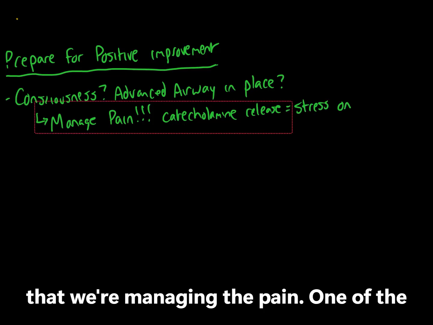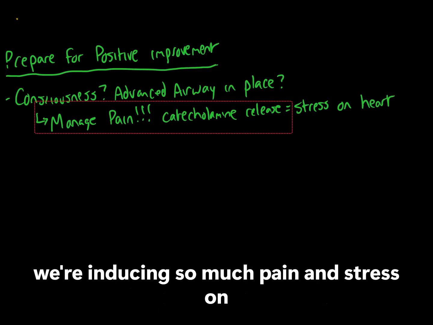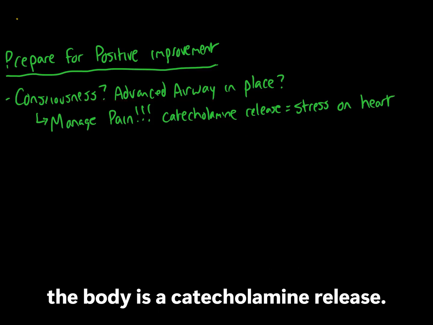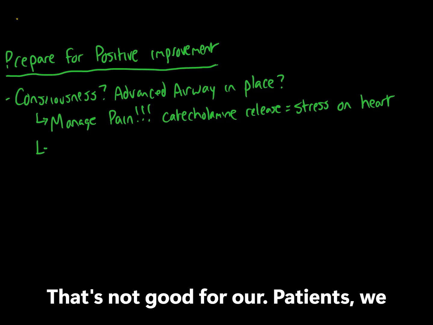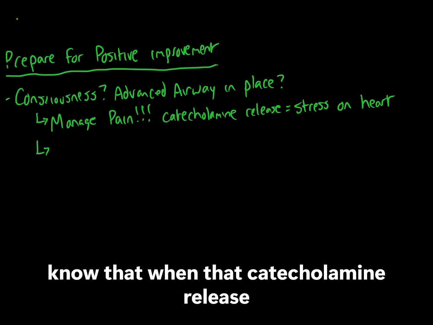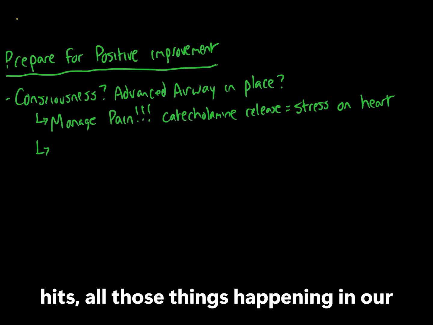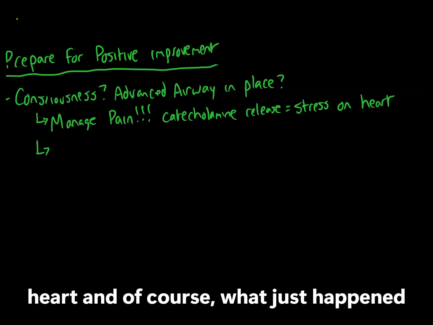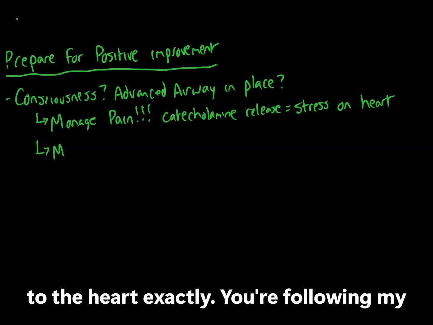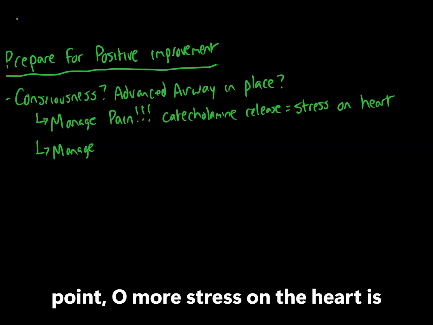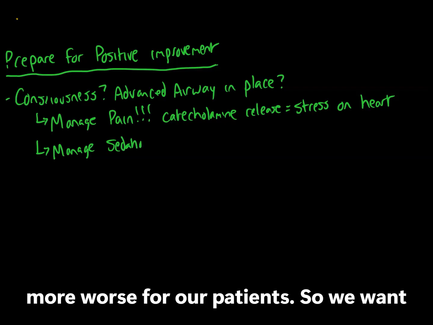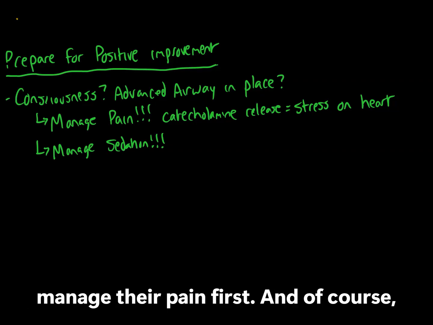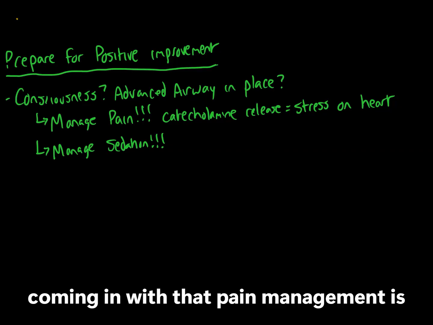One of the biggest things that can be caused when we're inducing so much pain and stress on the body is a catecholamine release. That's not good for our patients. We know that when that catecholamine release hits, all those things happening in our body, that creates more stress on the heart. And of course, what just happened to the heart? Exactly. You're following my point. So, more stress on the heart is more worse for our patients. So, we want to prevent the catecholamine release and manage their pain first. And of course, coming in with that pain management is also sedation.